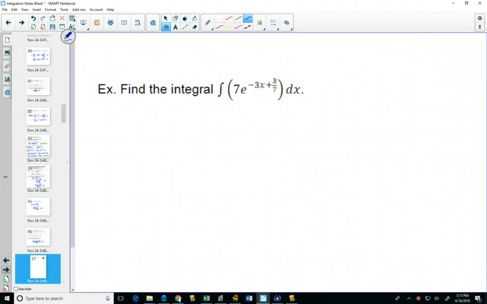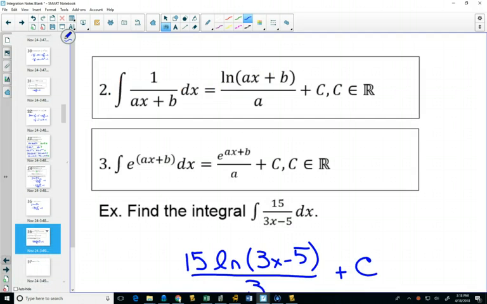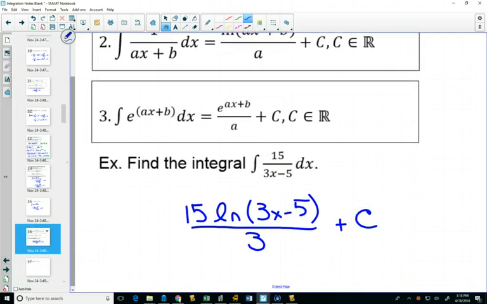Second one. Can I see that? You want to see that again? That'd be 5 natural log. Yes, it would be 5. 15 divided by 3 is 5.